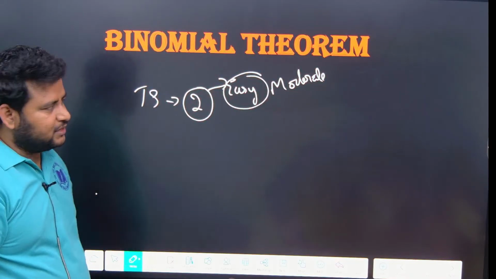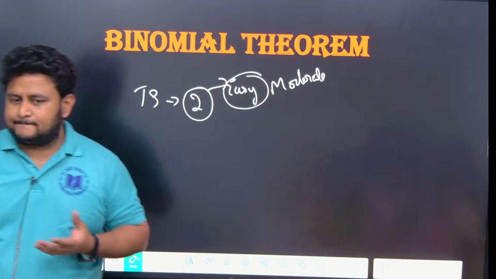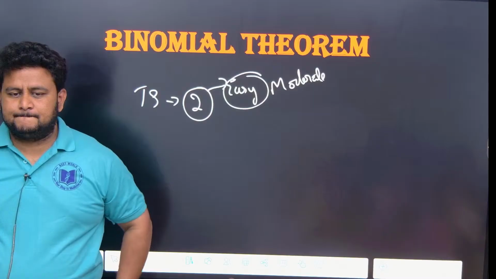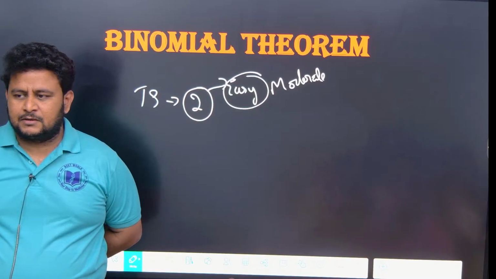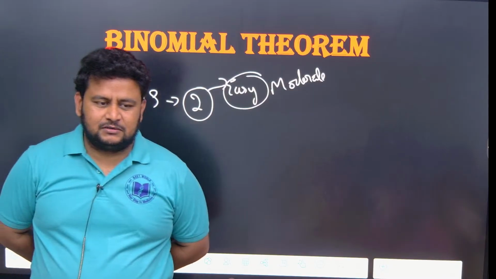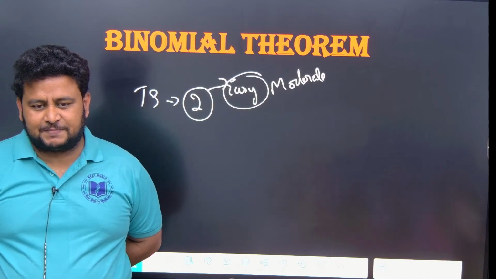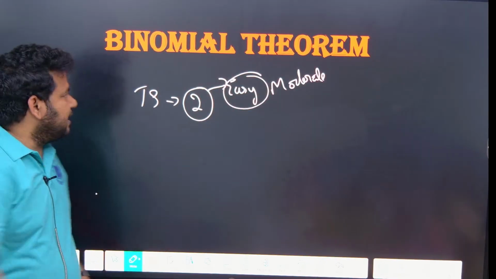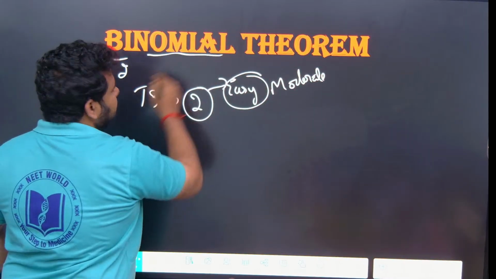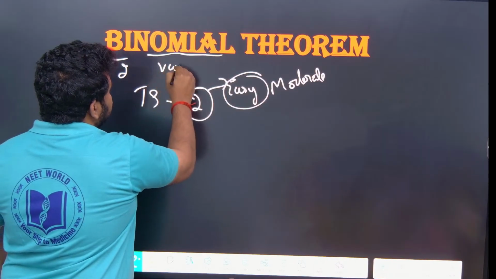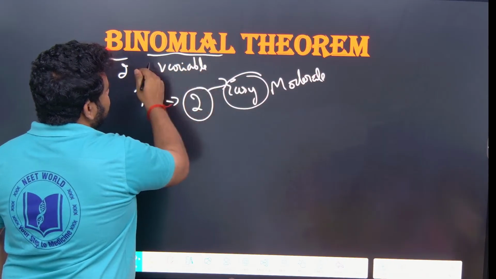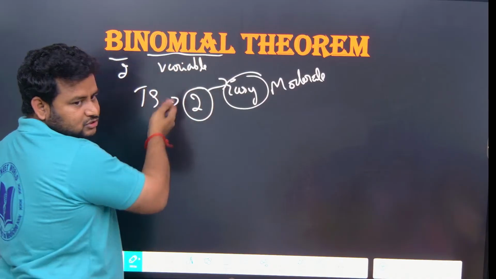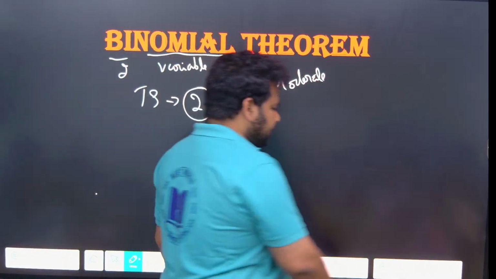So binomial theorem. What do you mean by binomial? Bi means 2. What is nomial? Nomial means variable. So binomial means 2 variable expansion. That is called binomial theorem. Polynomial means many variables. Bi means 2 variables. Theorem here means binomial expansion. So that is the meaning of binomial theorem or binomial expansion.